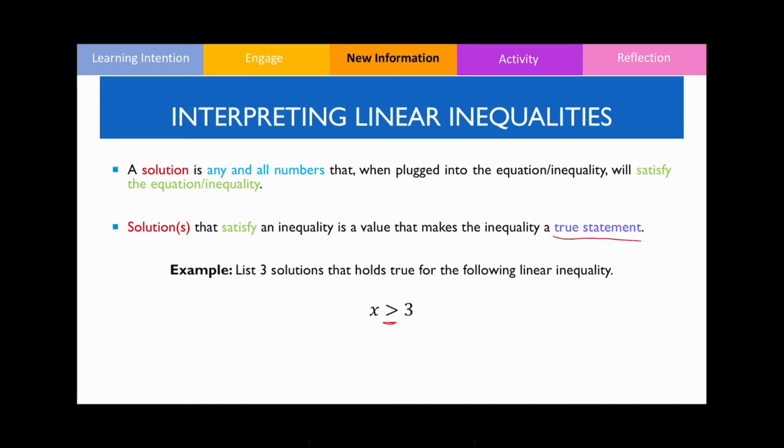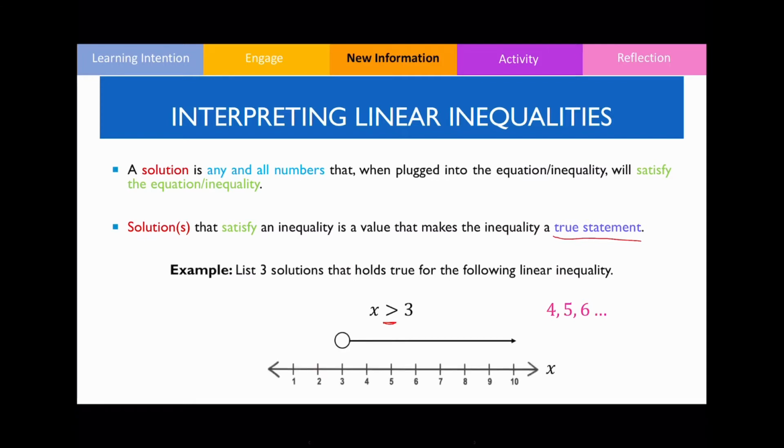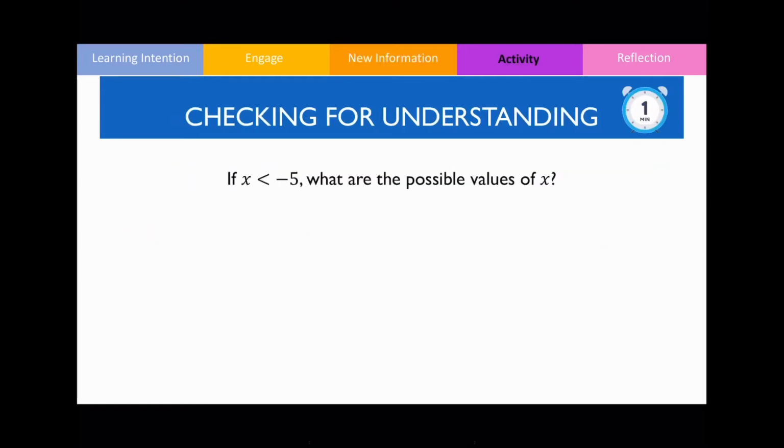Note that it's not greater than or equal to, so you have to find 3 random numbers that are bigger than 3. Obviously, there's going to be an infinite amount of numbers that are greater than 3, so I'll just say 4, 5, 6, but any number bigger than 3 is a solution and it's a true statement for this particular problem, okay? And you can kind of see this on a graph if I was to actually draw this as well. So any number larger than 3 is going to be an answer or a solution.